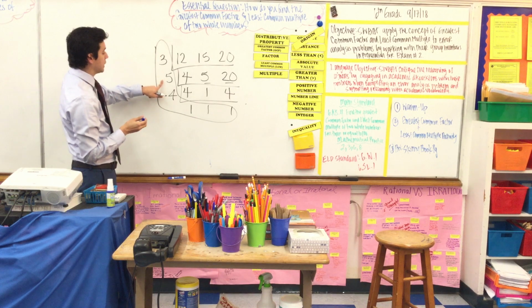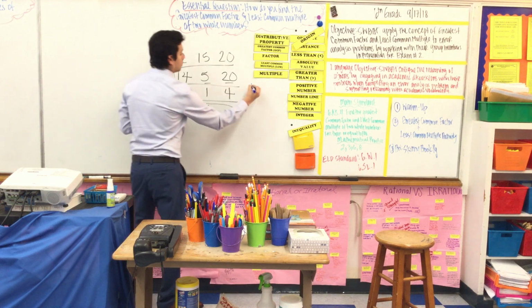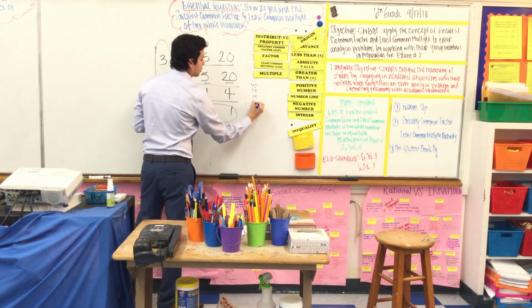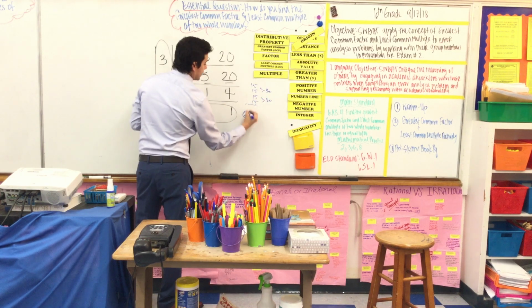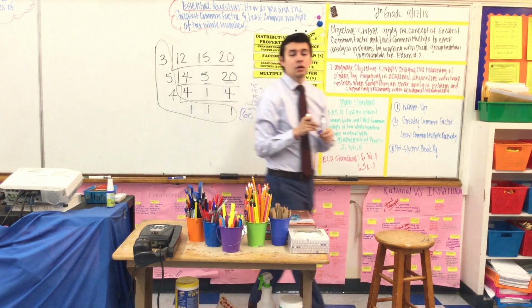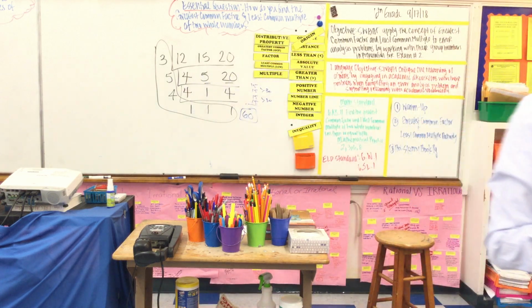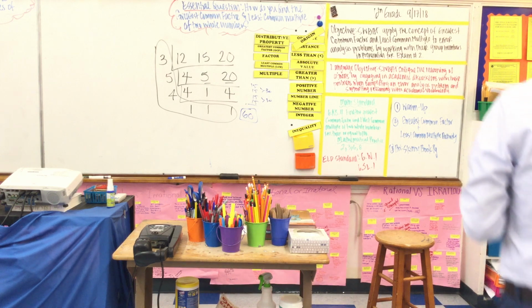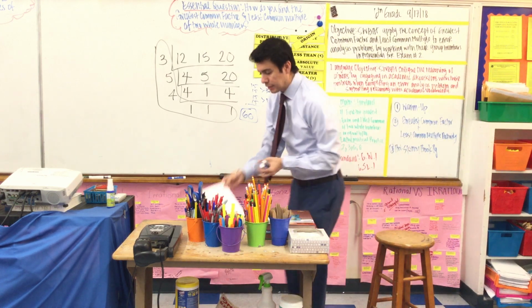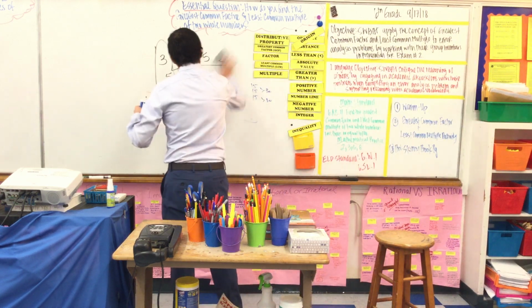3 times 5 is 15. 15 times 4. I'm going to do repeated addition just for that. 30, 30. The LCM is 60. Okay? So it's pretty easy, pretty straightforward how to figure out the LCM from 3 numbers. Let's do the next one.